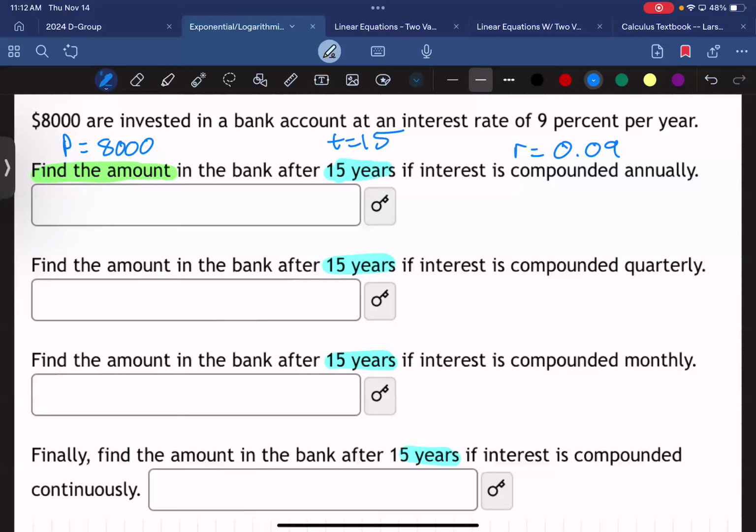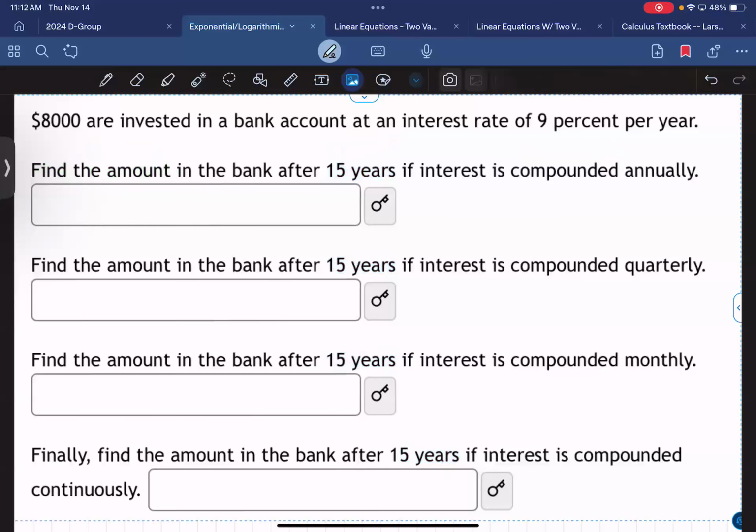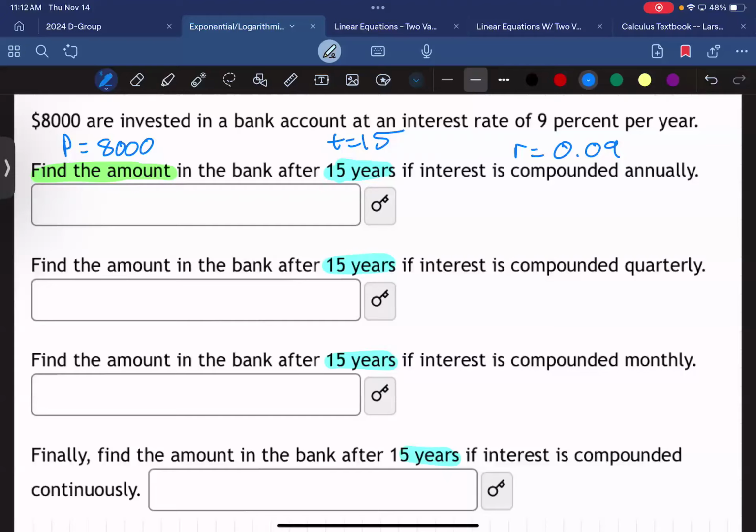Now, what I recommend here is just make sure you go through your calculator skills. Remember using the arrow to go back up to the formula that you have there, because the only thing that changes for these first 3 is the n value, right? What did we say we should use for annually? How many times will that occur in 1 year? So we have n equals 1, quarterly was 4, and monthly is 12.